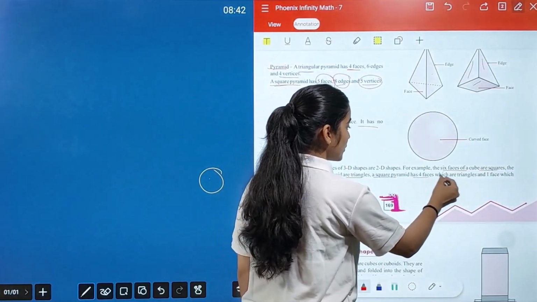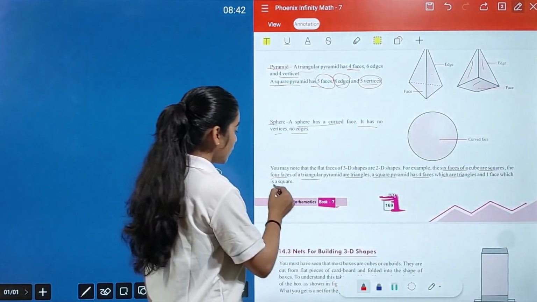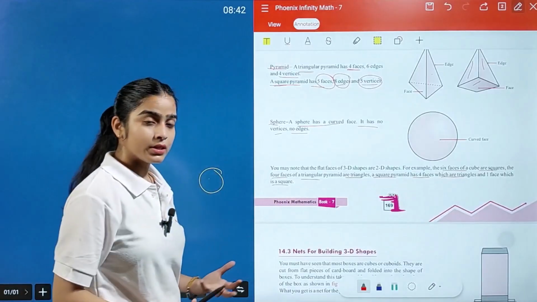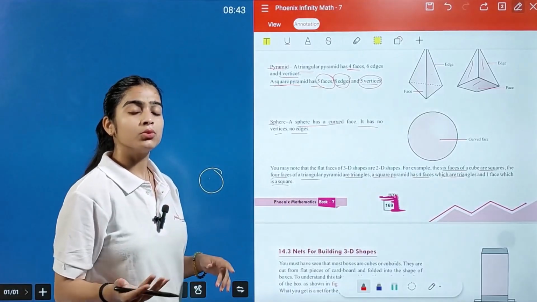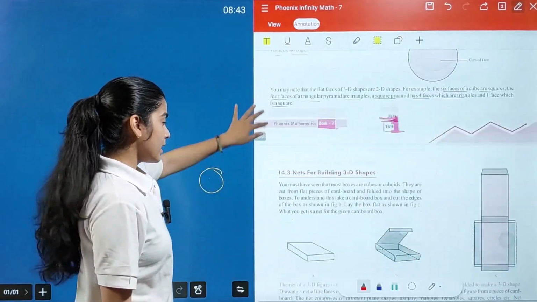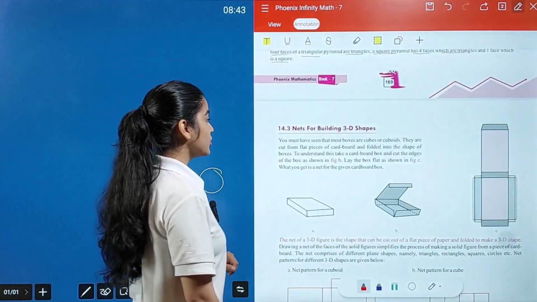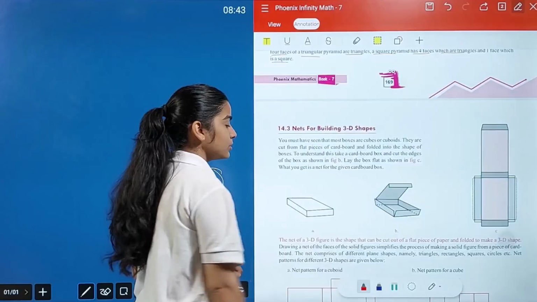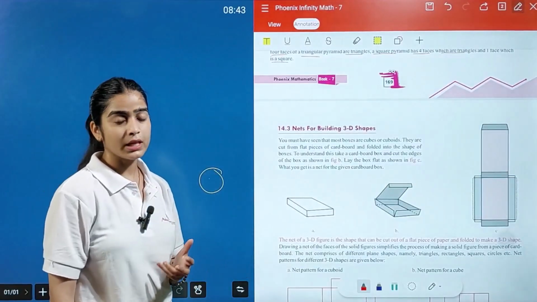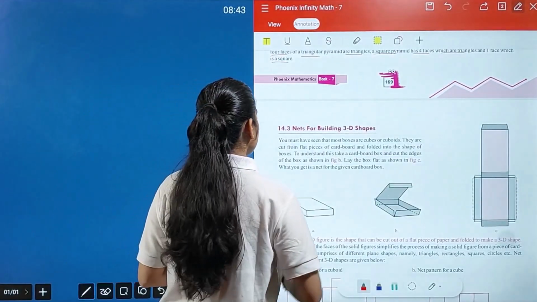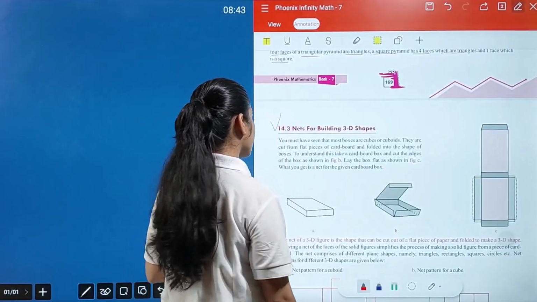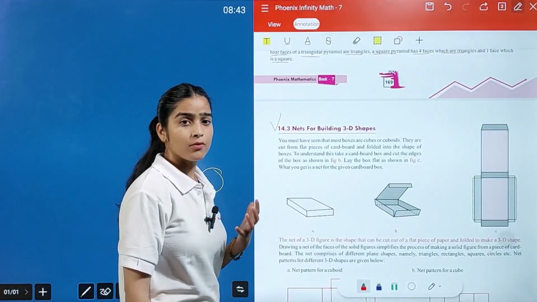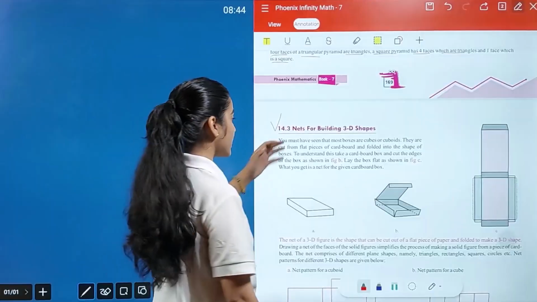A square pyramid has 4 faces which are triangles and 1 face which is a square. So what we understood here is that 3D shapes include 2D shapes as well. Now, nets for building 3D shapes. Now we are going to discuss the nets we have to use for building our 3D shape.